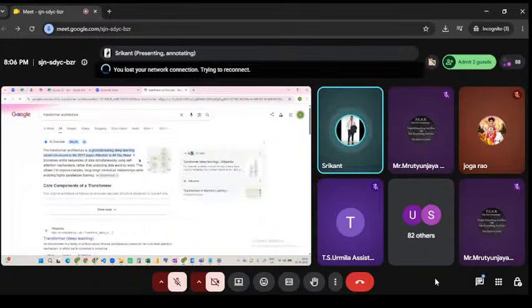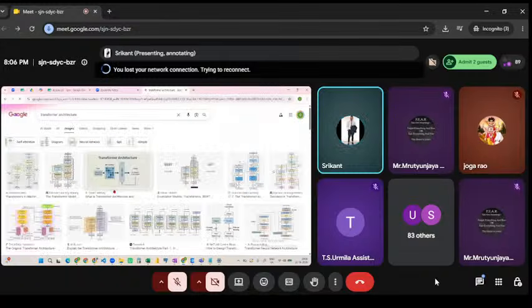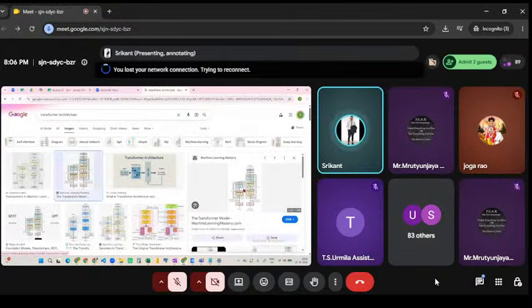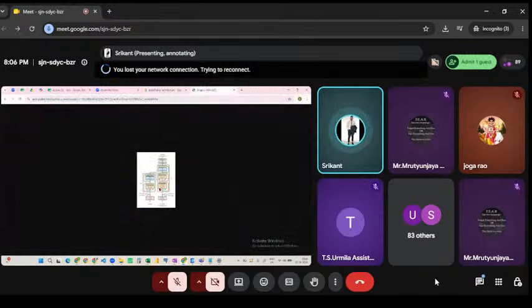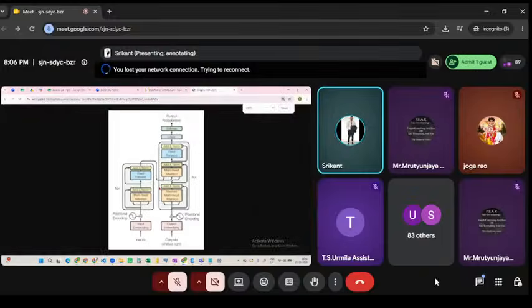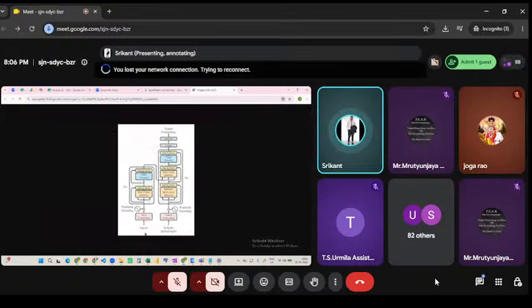It has a lot of concepts, but we are not going to cover all of them, because we have to start from Gen AI to Agentic, right? So this is the transformer architecture, guys. This part is called the encoder and this part is called the decoder.